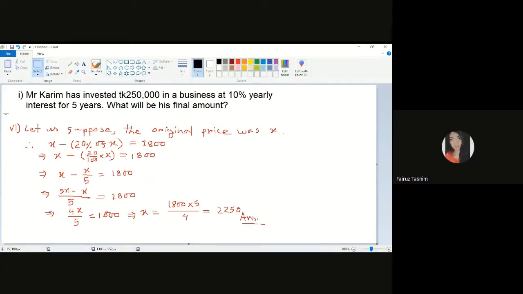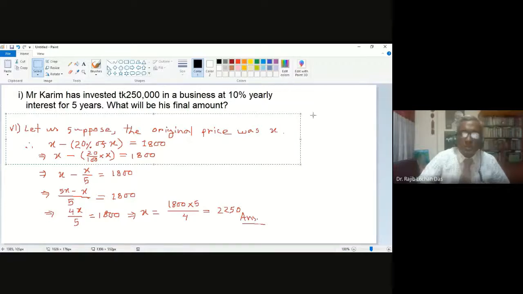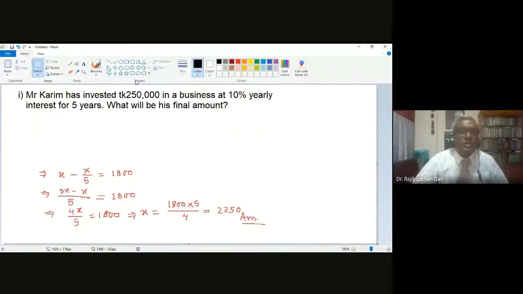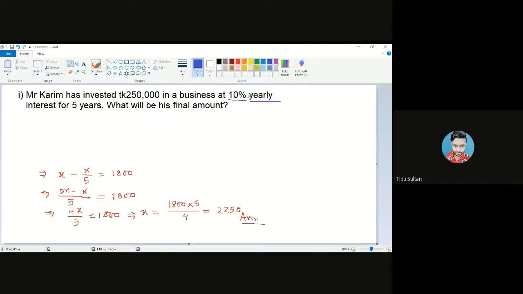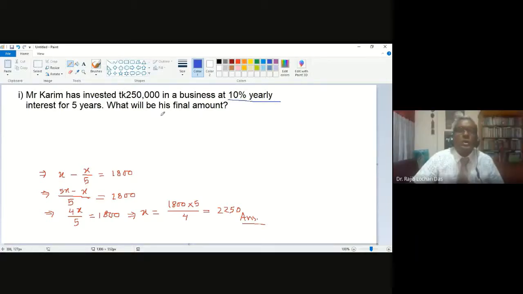Sir, can you tell it again? 10% yearly interest. So what is 10%? 10% means 10 taka out of 100 taka, right? Yes, sir, 10 taka out of 100 taka. So interest is the extra money someone will get.